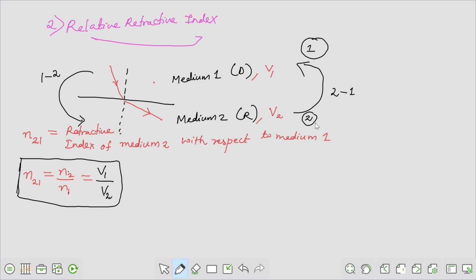So how can you write? Refractive index of 1 with respect to 2. Why did I write 1, 2? Because light is entering from 2 to 1 and bending of light occurs in 1. So bending of light in medium 1 with respect to medium 2. That is N1,2. So you can write N1 divided by N2, which is equal to V2 by V1. Very good.